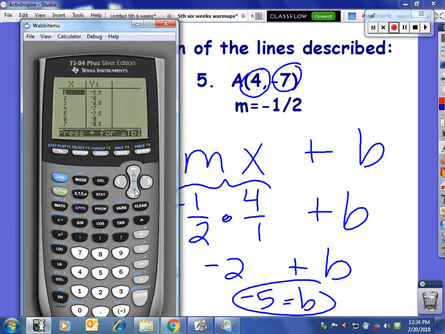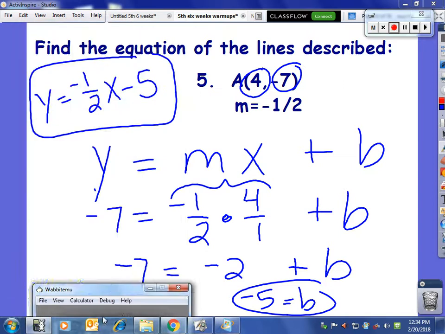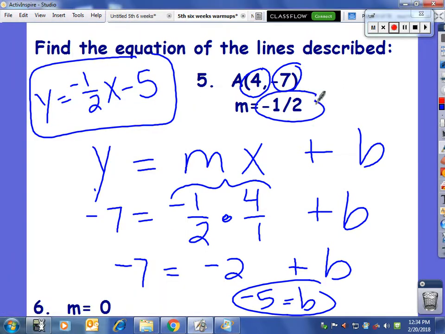Is the point positive 4, negative 7 there? There it is. And is the slope that I was given correct? Yes. So that makes me have a nice warm fuzzy feeling that I did it right. And again, that's why you have a C.